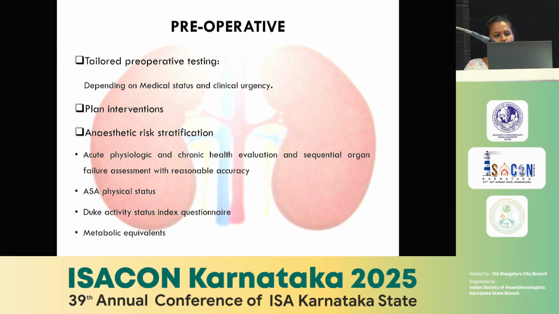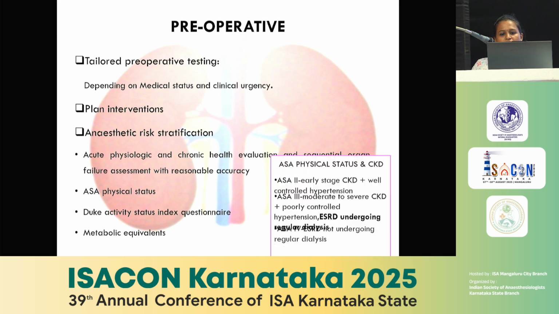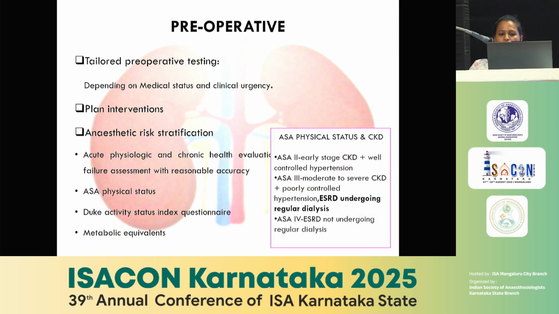To detect perioperative disease severity, the Acute Physiologic and Chronic Health Evaluation and Sequential Organ Failure Assessment scale can be used with reasonable accuracy. To predict perioperative complications, ASA physical status is used. End-stage renal disease patients who are undergoing regular dialysis are staged under ASA class 3, high-risk patients. While considering anesthetic risk stratification, the specific type of surgery and also the functional status of the patient have to be kept in mind by using the Duke Activity Status Index questionnaire and metabolic equivalents.